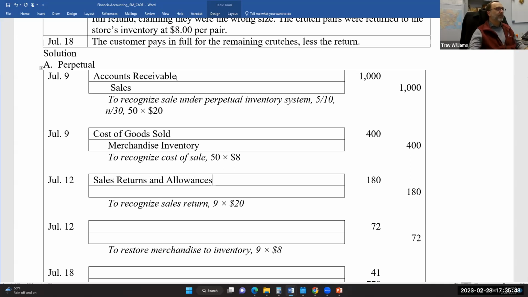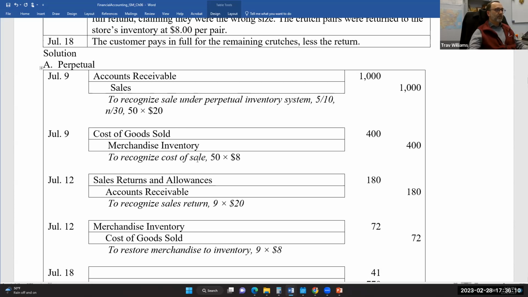Yeah, I spelled that right. Accounts receivable is going to get a credit. Cost of goods sold is going to get a credit. And merchandise inventory is going to get a debit, right? So there's the return.